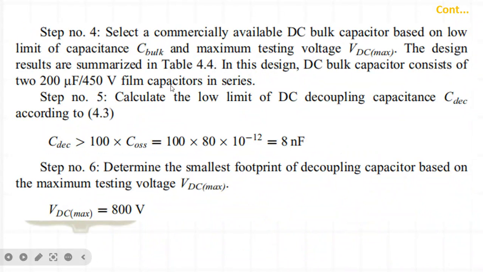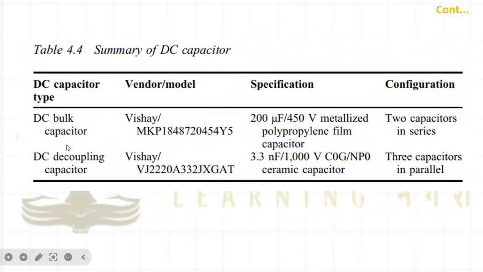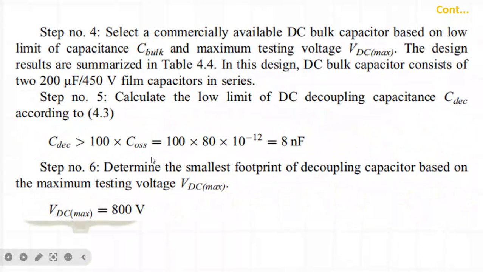Now one more thing we have to see is the decoupling capacitor. I have told you that it should be greater than 100 times the output capacitance COS, and in the design problem they have mentioned the value of COS. Based on that, I have taken the value of C decoupling as 8 nanofarad. Now, what voltage level should we take for the decoupling capacitance? It should be VDC maximum, which is 800 volts.